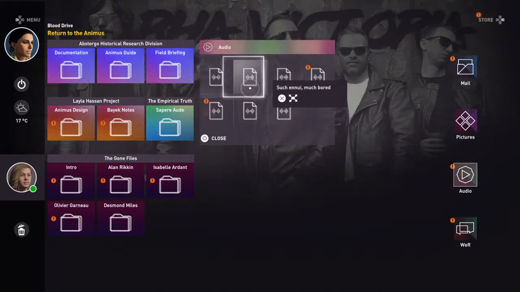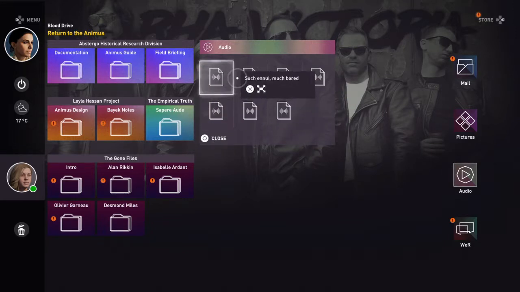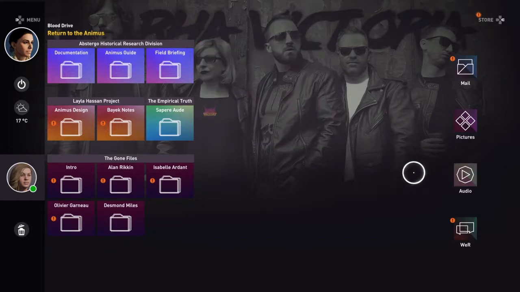Ooh, audio files. Hey, guess what? If you want to hear these audio files, go buy the game. And then you can hear them. So, I mean, that's all I'm going to say about it.